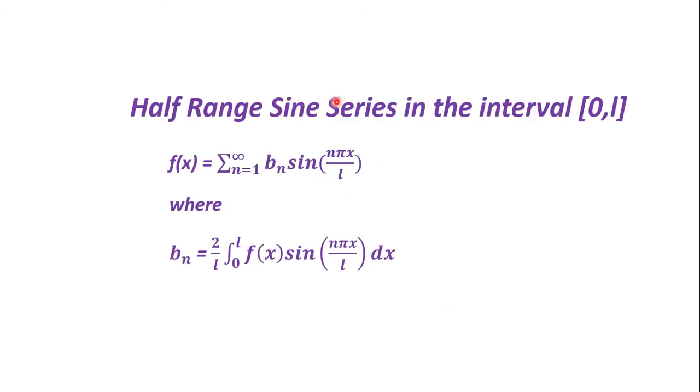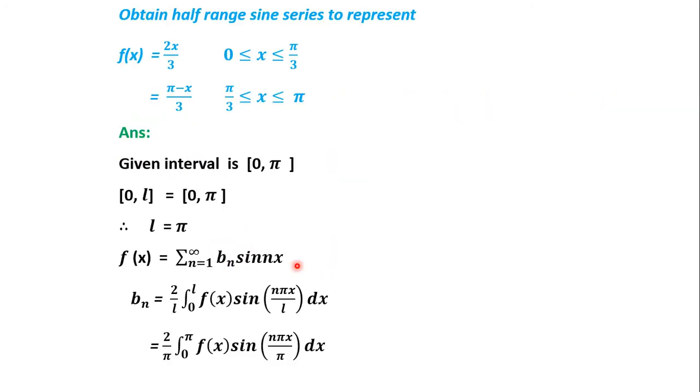Arrange sine series in the interval 0 to l. f of x equal to summation bn into sin n pi x by l, where bn is equal to 2 by l integral from 0 to l f of x into sin n pi x by l dx. Arrange sine series to represent f of x is equal to 2x by 3 in the interval from 0 to pi by 3, and it is equal to (pi minus x) by 3 with the limits from pi by 3 to pi.